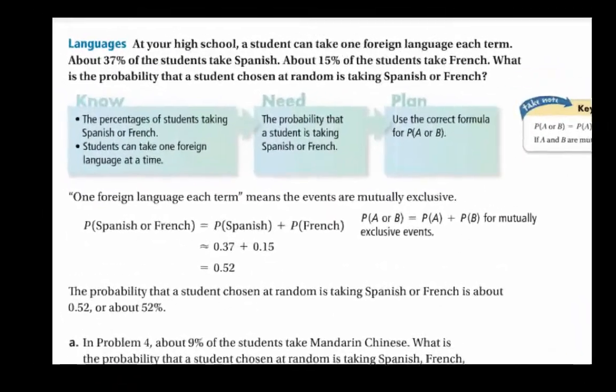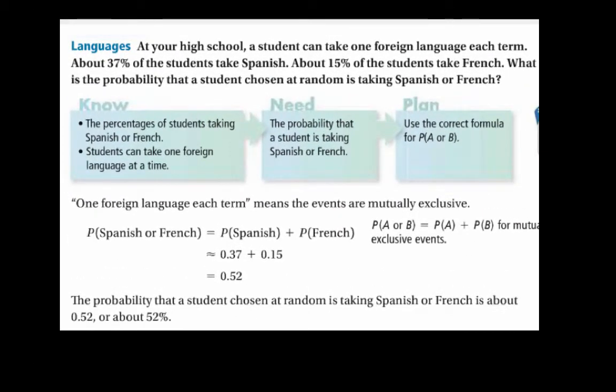So here's an example, some more probability. At your high school, a student can take one foreign language each term. About 37% of the students take Spanish. About 15% of the students take French. What is the probability that a student chosen at random is taking French or Spanish? So here we have the thought process of what we need to do. We have a know box, a need to know box, and a plan. You can take a look at those. One foreign language each term means the events are mutually exclusive. That means you can't take 2 foreign languages at the same time.